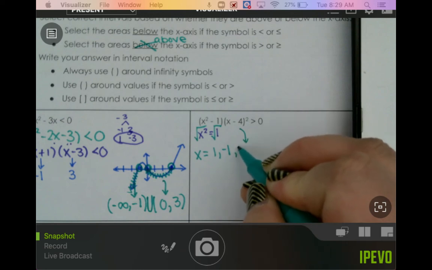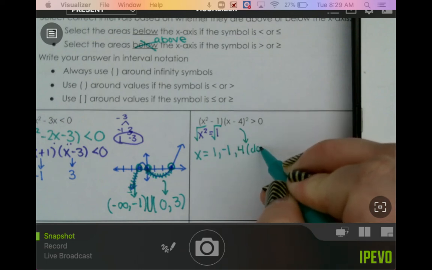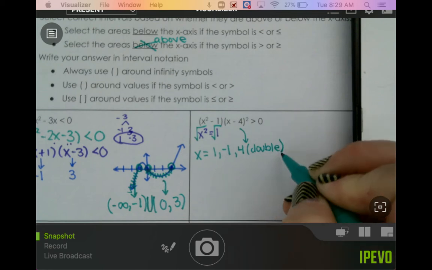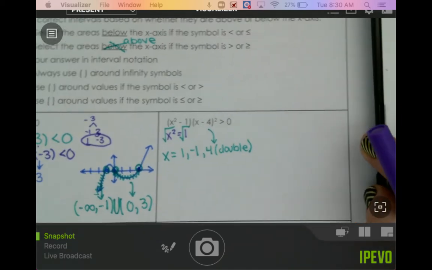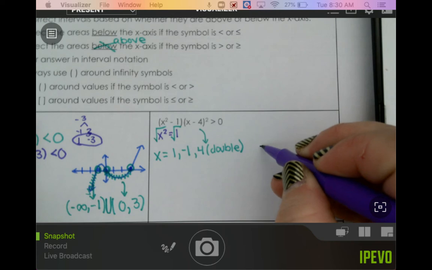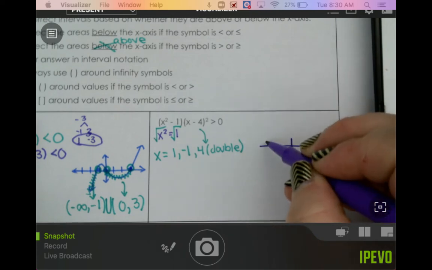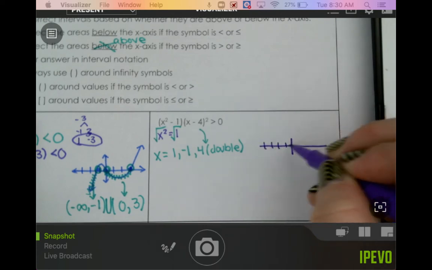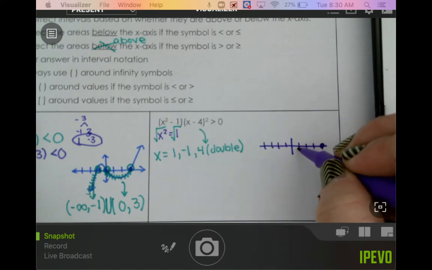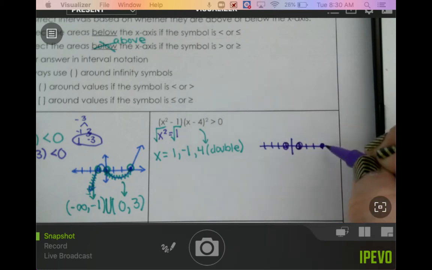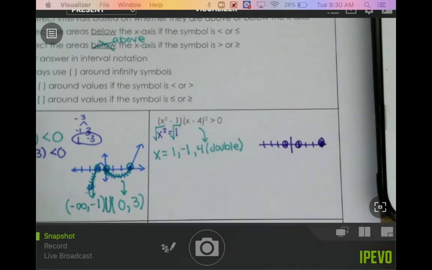But since it's got the squared on the outside, it is a double. If it is a double, what does that change about the graph? Yeah, it bounces. So when I get to that 0, I'm not going to go all the way through. Okay, move this over a little bit. Go ahead and draw it over here. I need 4, 1, and -1. I'll go ahead and draw those as open circles. I kind of messed up the one on the right, though.